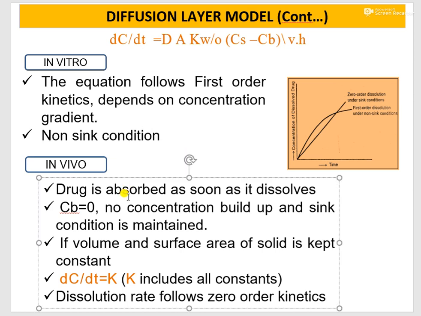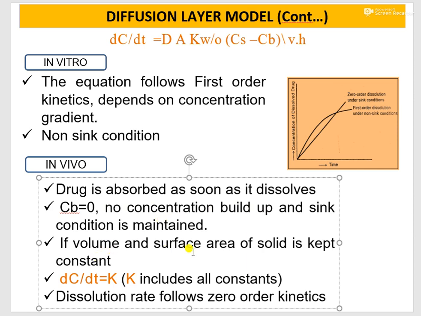in vivo, the drug is absorbed as soon as it dissolves. So when the drug is taken internally, we know that as it dissolves, it is readily available for absorption. So Cb, that is concentration in bulk, will be 0. So no concentration buildup and sink condition is always maintained.